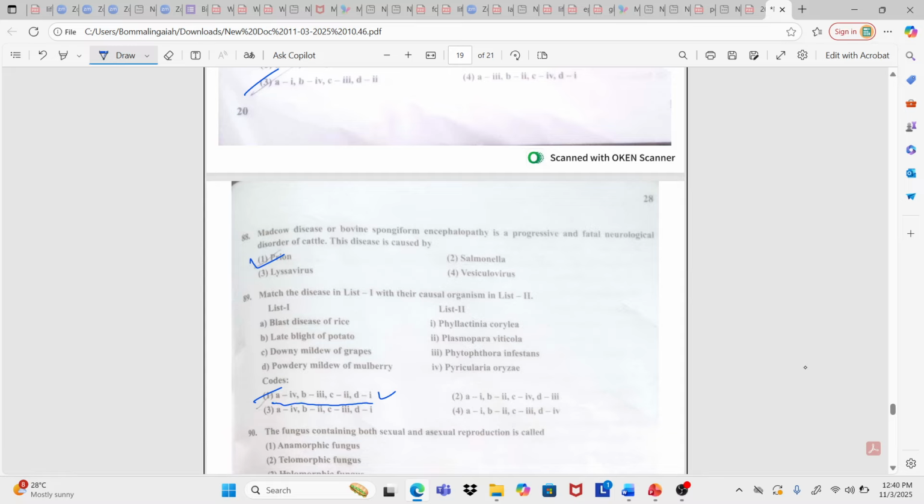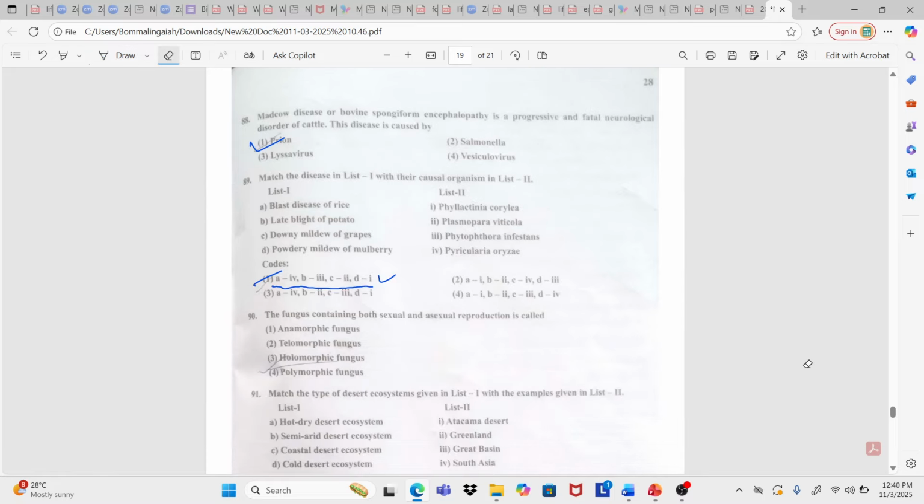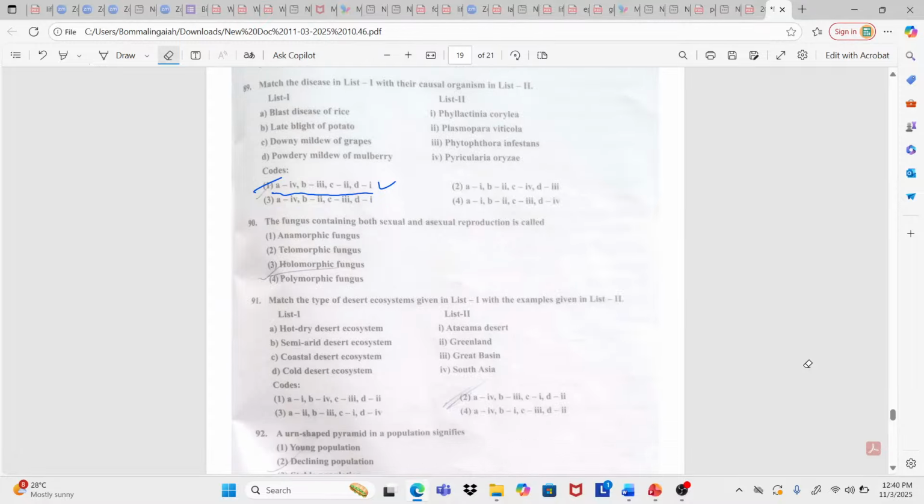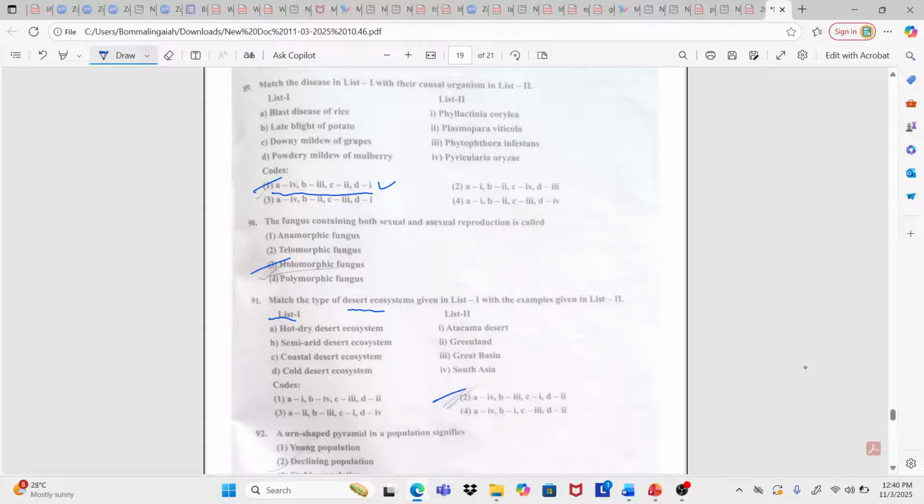Correct one. Next we move on to the 90. Correct option for this question is. The fungus containing both sexual and asexual reproduction is called as holomorph. The correct answer. Next, we move to the 91. Correct. And for this, who is the correct one? Okay. Means here list 1 contains desert ecosystem. Next, here list 2 contains example.